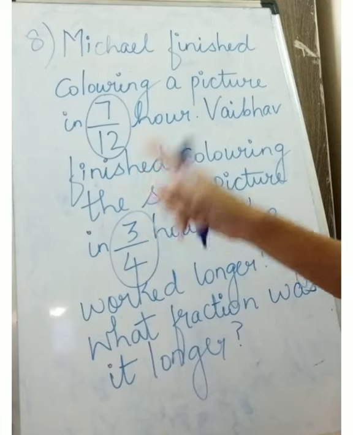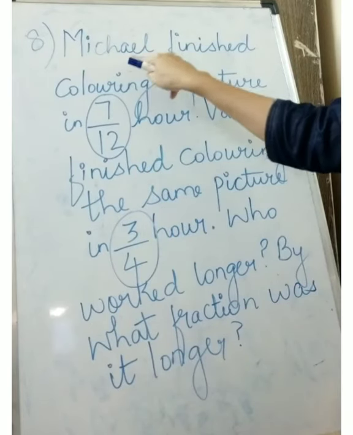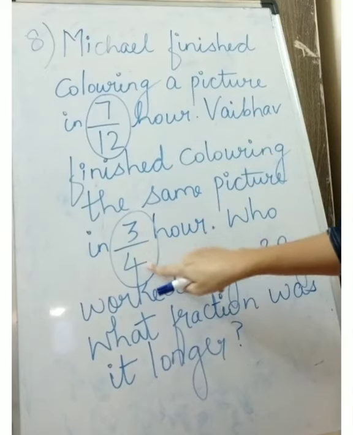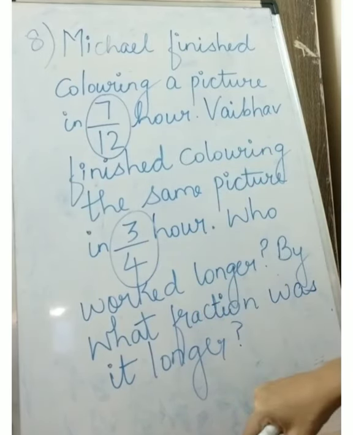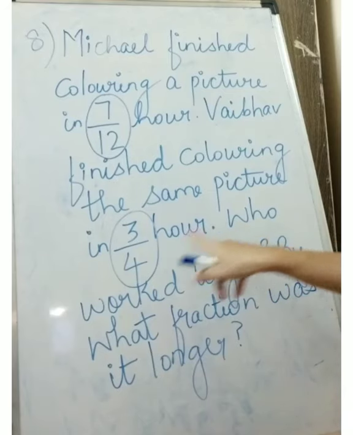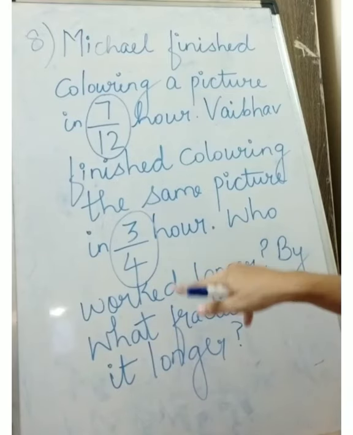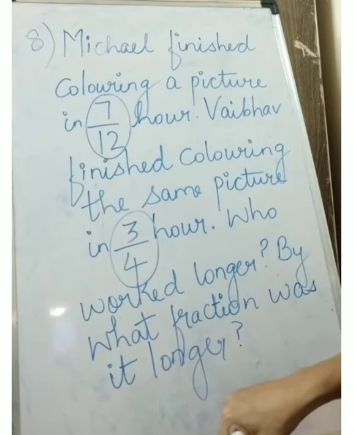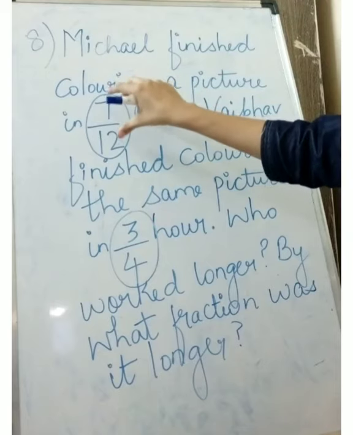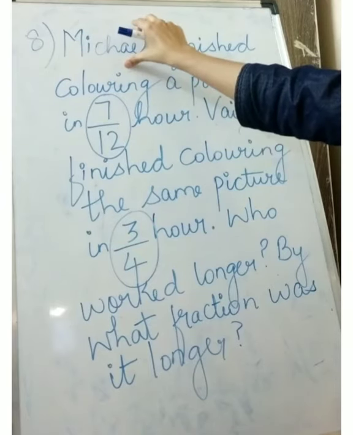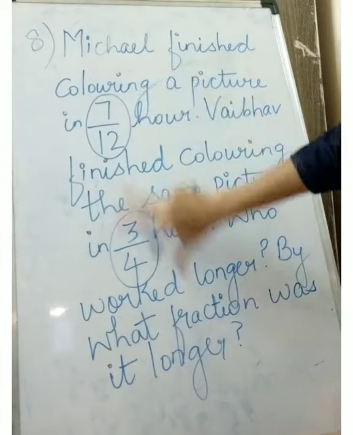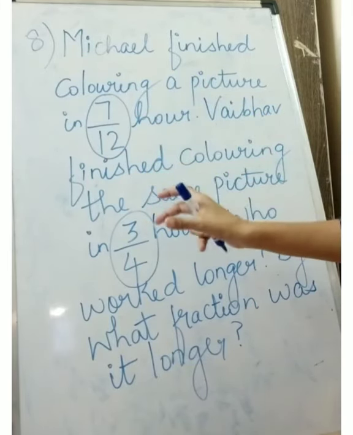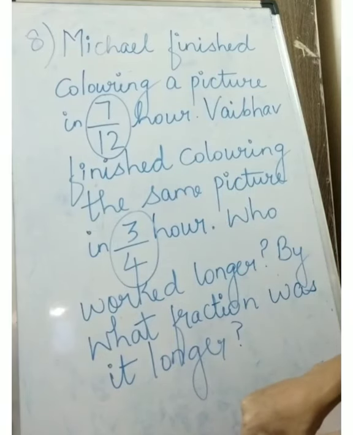So same picture, okay, same picture. Michael took 7 upon 12 hours to color a picture, whereas Vaibhav took 3 upon 4 hours to color the same picture. So we have to find out who worked longer, who took more time to color a picture first. By what fraction was it longer? So we have to find out who took more time, Michael or Vaibhav, and how much the difference was. The question is clear.